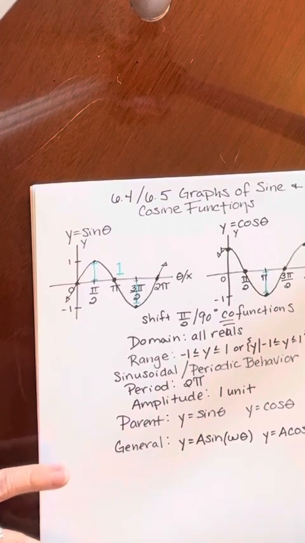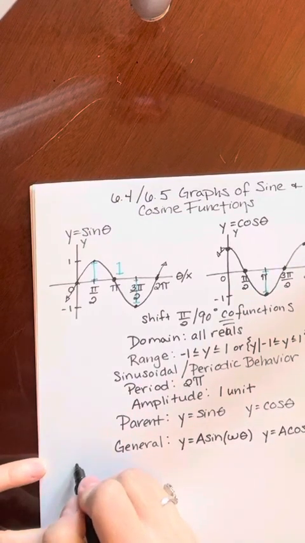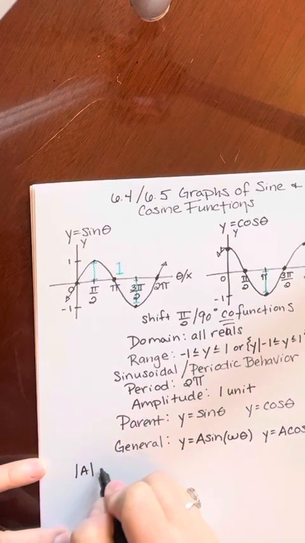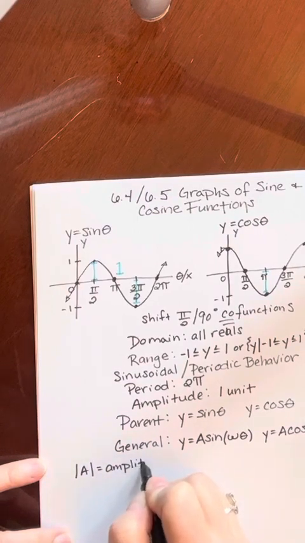Each of these letters tells us a different piece of the puzzle. So the absolute value of capital A is the amplitude. So you know how high.